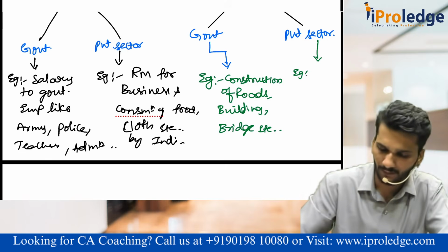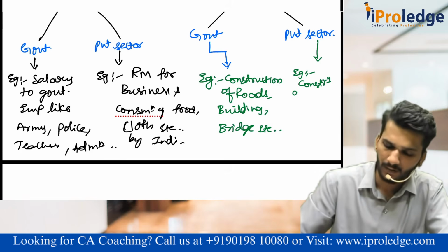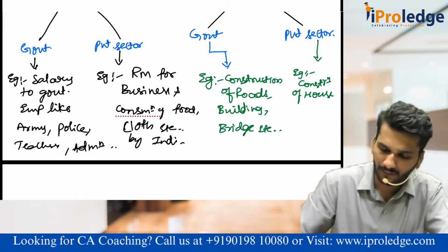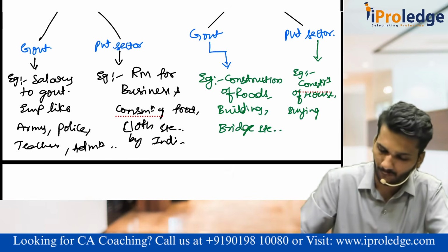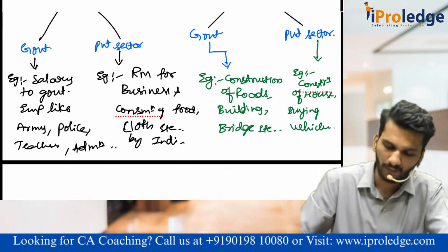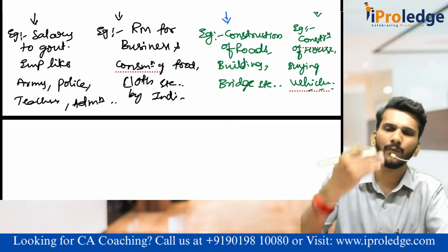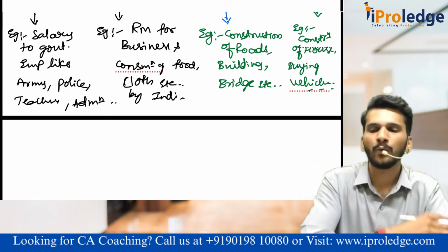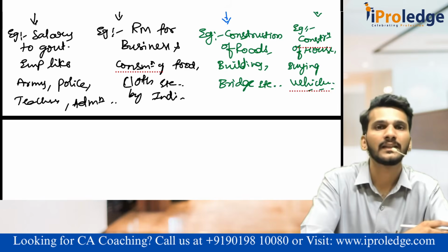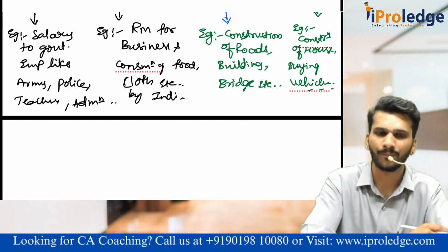Example: construction of a house, buying vehicles, etc. It even applies to the private business sector also. Sir, what is private business sector? They do it for the construction of their factories, buying big machineries. Those things are capital expenditure for them.